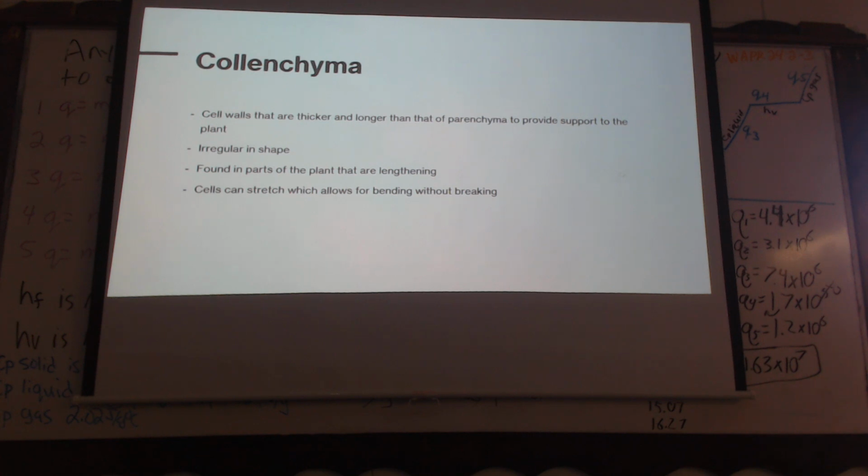Collenchyma, whatever you want to call it. Their cell walls are thicker and longer than that of the parenchyma to provide support to the plant. They're irregular in shape, which means what? They're not normal? No, they're different. If you think of a normal cell shape, think of a circle. These ones have a bunch of points and areas where they come in. I'll show you later. Found in parts that are lengthening because they're able to bend without breaking. So they're very flexible.